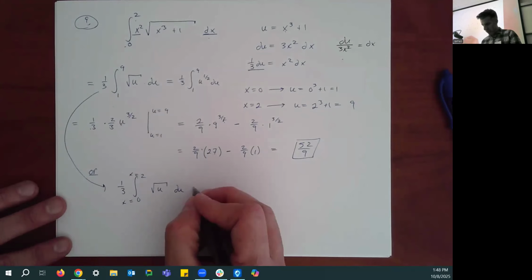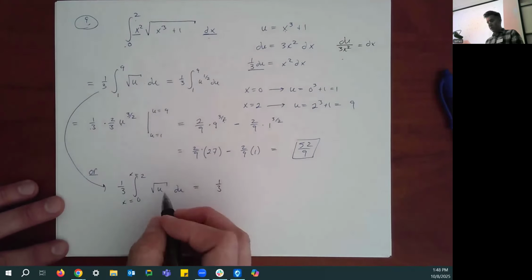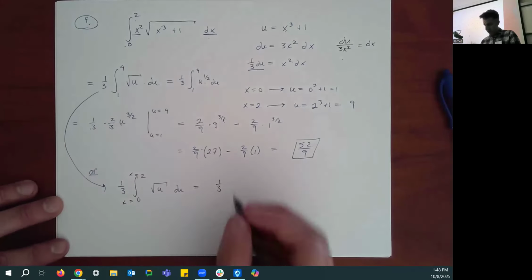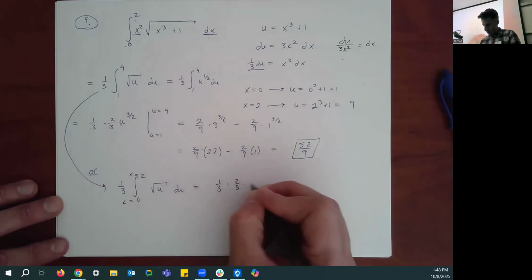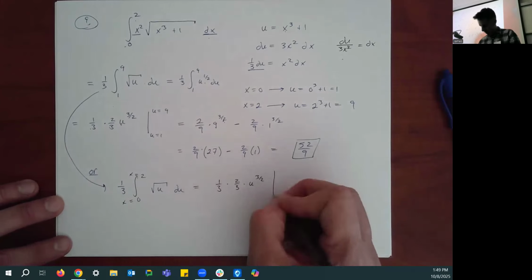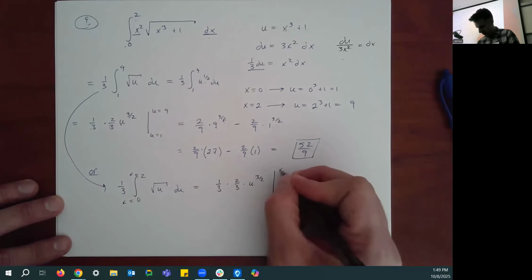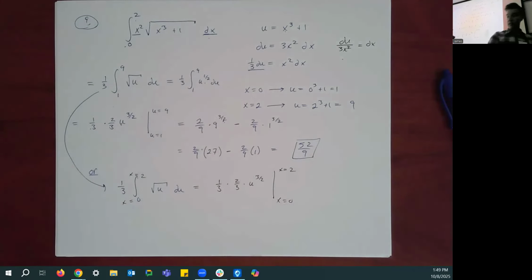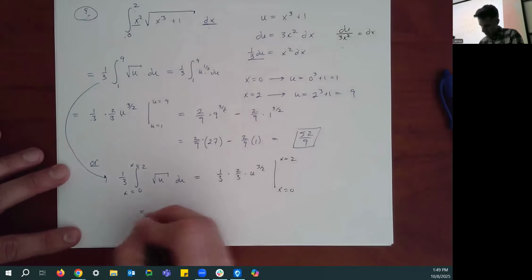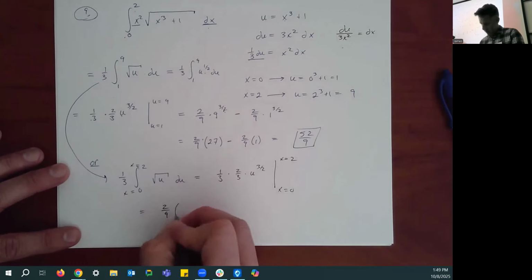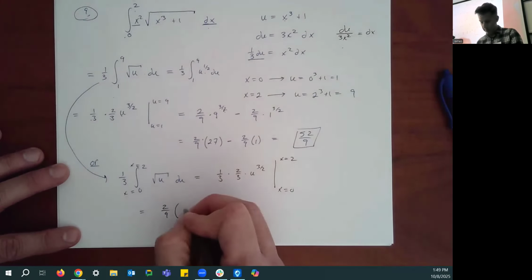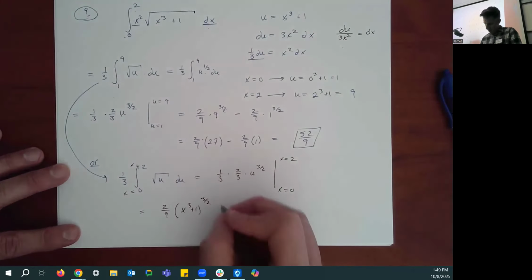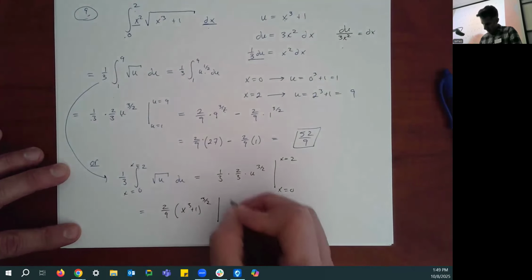And then we're going to do the same work. We're going to get 1/3. We already know the antiderivative of U to the 1 half is 2/3 U to the 3 halves. So we get 1/3 times 2/3 times U to the 3 halves, and we're evaluating this from X equals 0 to X equals 2. And then since we're keeping it in terms of X, we have to go back to being in terms of X. So we're going to write this as 2/9 times X cubed plus 1 to the 3 halves power, evaluated from X equals 0 to X equals 2.